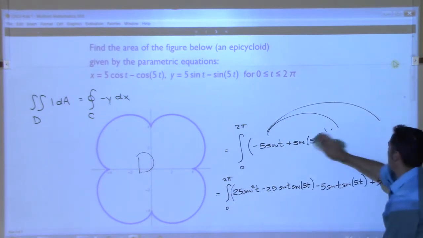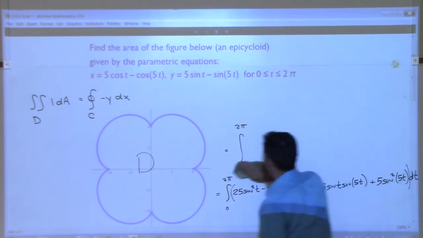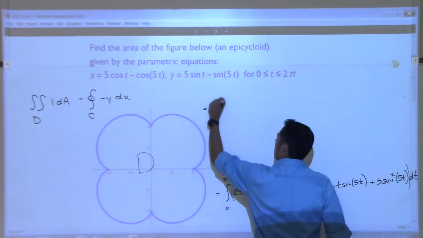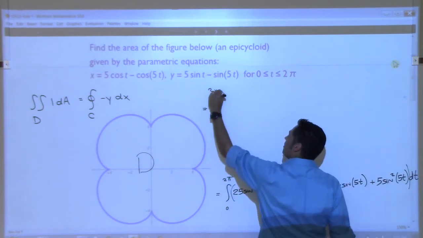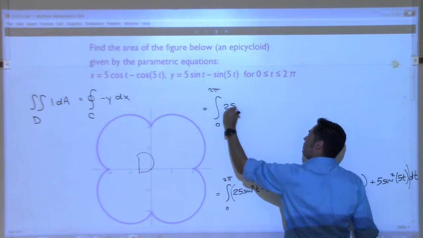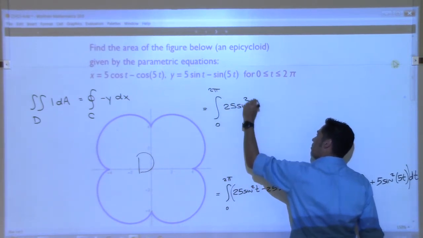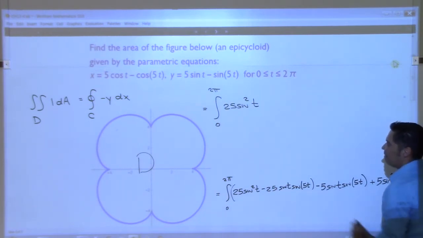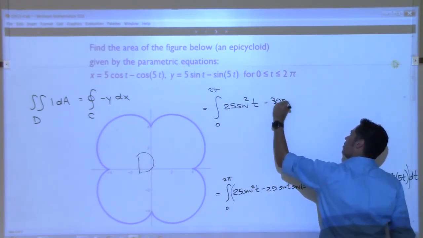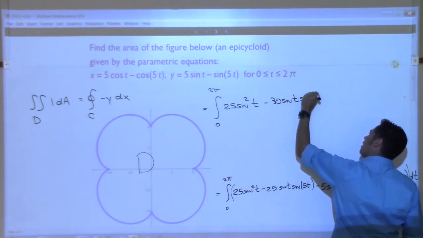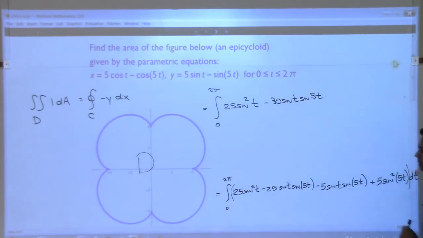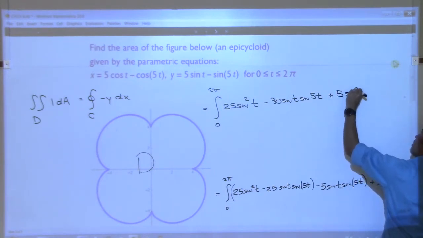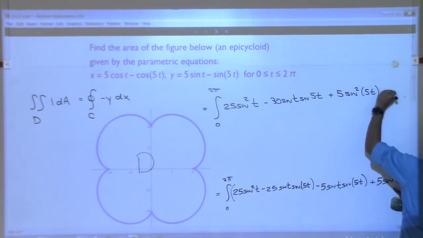So let me just put it together here. I realize this is not the best integral to be looking at, but tell me what your other options are. I don't think anyone's going to be able to do that with a double integral. So we got that, and then minus 30 sine t sine 5t. And the last one is plus 5 sine squared 5t dt.